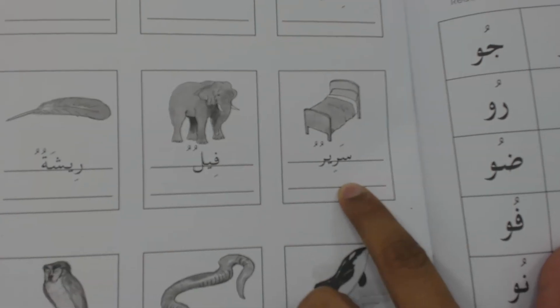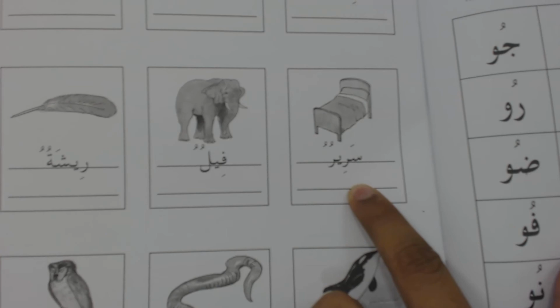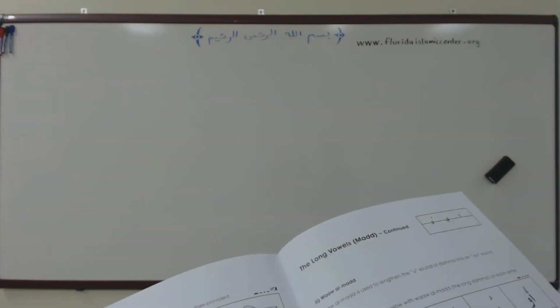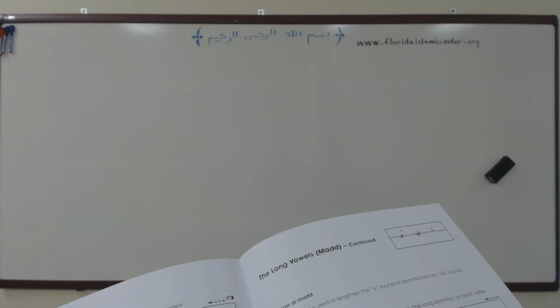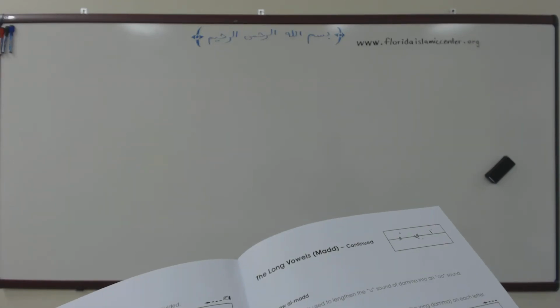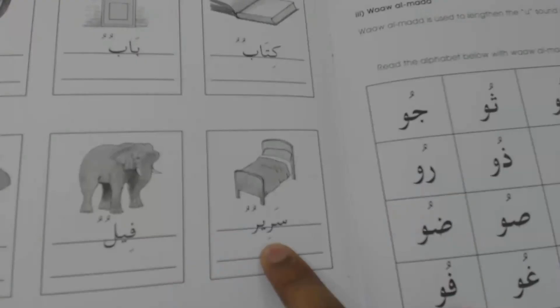A bed. How do you pronounce that? Now remember, I'm hearing you making the seen round, and it's not round. Seen is just a regular letter. So not "so," but "sa."